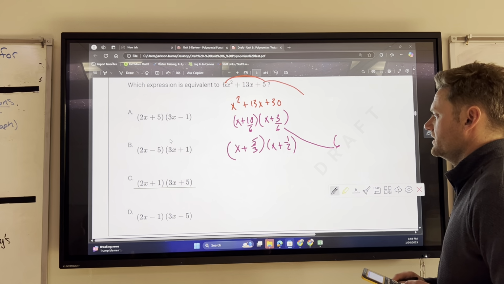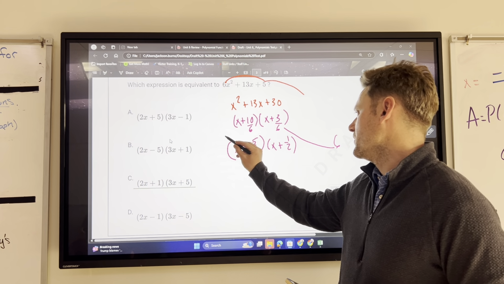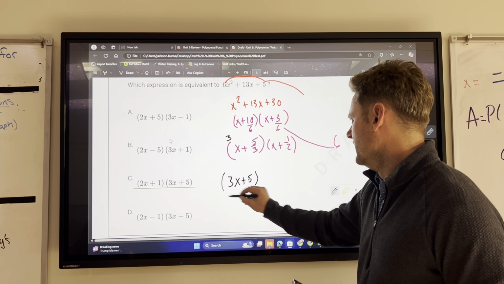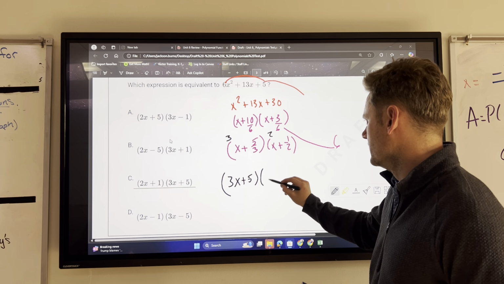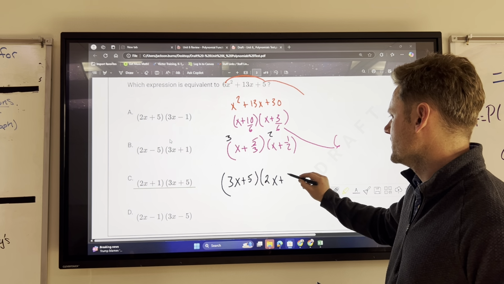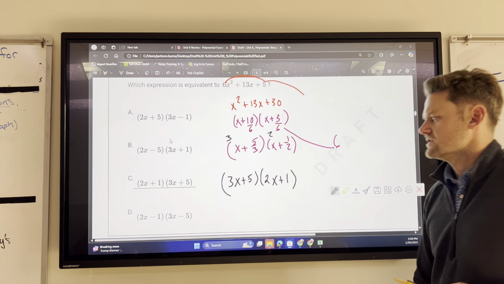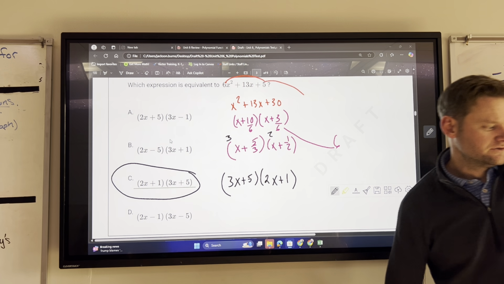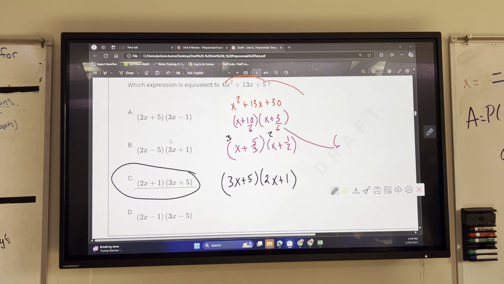Now I need to get rid of those denominators, so I multiply by 3 over here. So I can get 3x plus 5. And then I can multiply by 2 over here, and I can get 2x plus 1. So 2x plus 1, 3x plus 5. So that's just factoring with the leading coefficient.